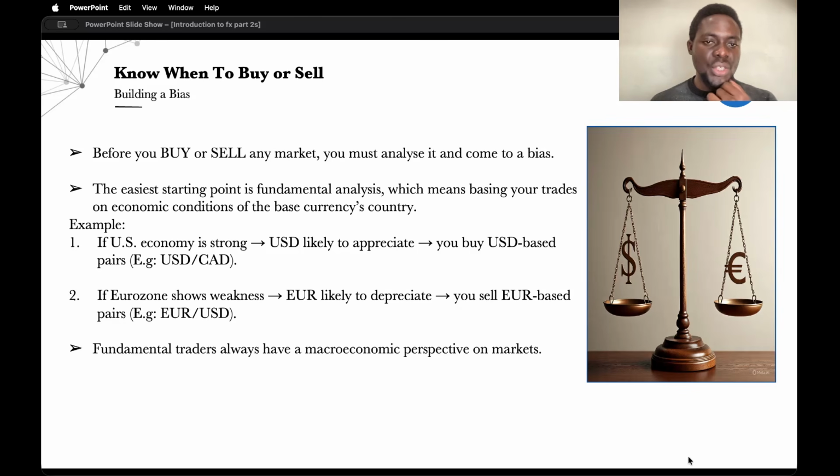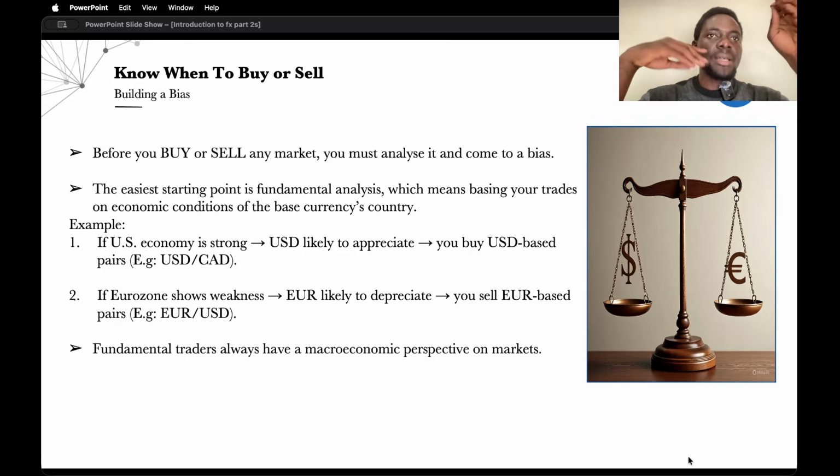So, examples. If the US economy is strong, then the US dollar is likely to appreciate. You buy US dollar base pairs. Do you understand? So if the US economy is strong, like it has shown some signs of strength the past few weeks and currently, you understand? So it's likely going towards appreciating value. So you buy US base pairs like USD CAD, USD GBP, USD JPY, the pairs that have USD as the base. Do you understand? The pairs that have USD as a base. So a pair like XAU USD, you will not buy that pair because XAU is the base.